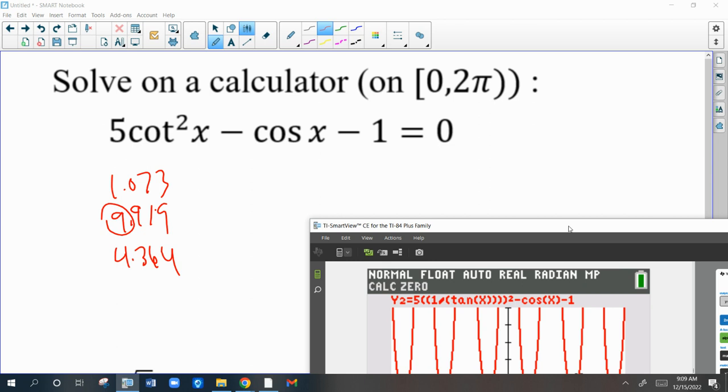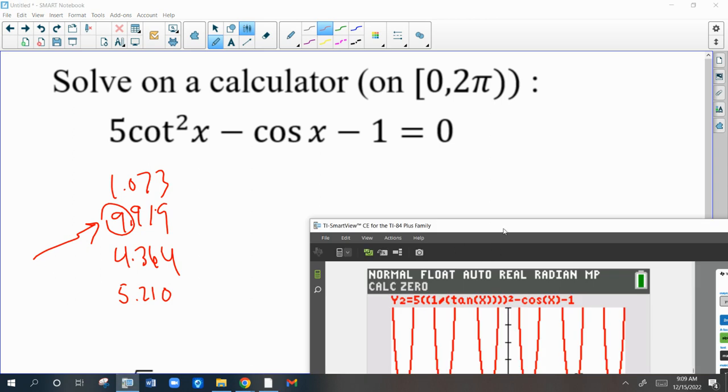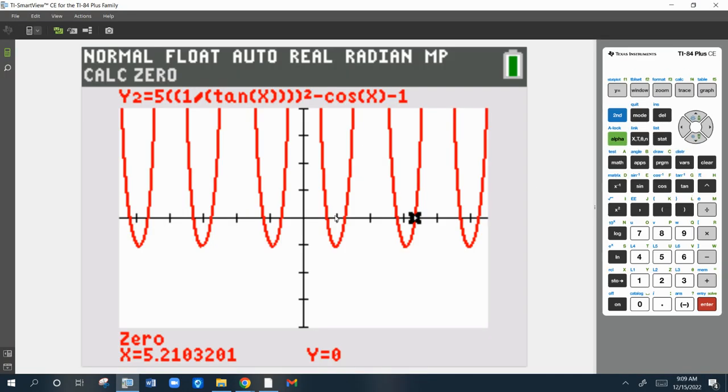So again, I know 5.210. I forgot what that first number should have been, but it's obvious I did it wrong. So pay attention to your answers. That couldn't have been 9 based off my answers. So I'm going to quickly fix that. I'm going to find this one more time.